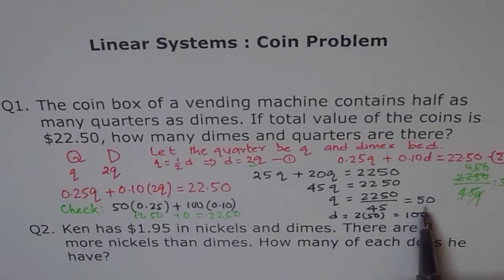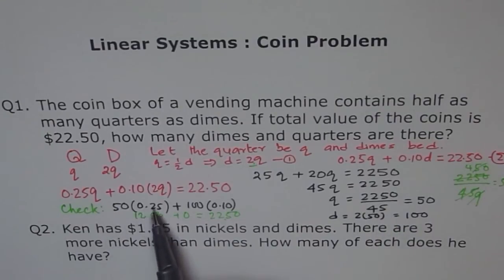And now we know the number of quarters is 50 and the dimes are twice as many as the quarters, and therefore they should be 100, right? 2 times 50. It's always a good idea to check your answer. So we know 50 quarters and 100 dimes. How much money do we make? So 50 times 25 cents, which is a quarter, so 1/4 of 50. 1/4 of 50 is 12.50. And 100 times 10, which is just $10.